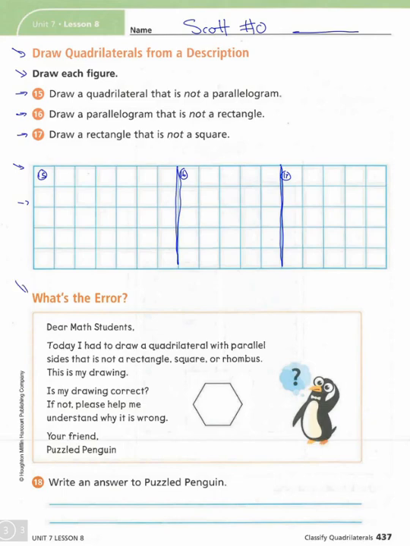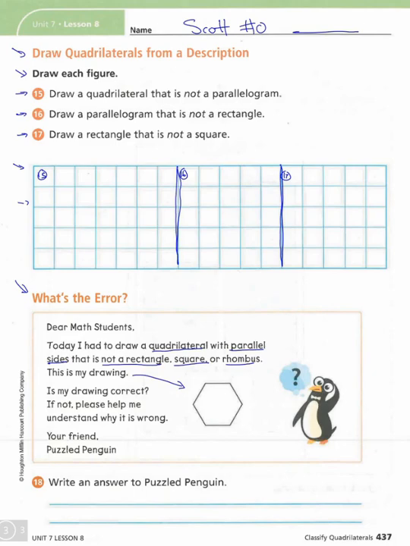Okay, so now we're down here. What's the error? Hi, Puzzled Penguin. So it says, Dear math students, today I had to draw a quadrilateral with parallel sides that is not a rectangle, square, or rhombus. So I'm going to read that again. Today I had to draw a quadrilateral with parallel sides that is not a rectangle, square, or rhombus. And this is my drawing. Is my drawing correct? If not, please help me understand why it is wrong.